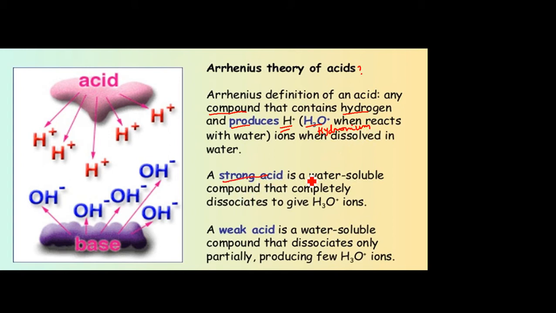A strong acid is a water soluble compound that completely dissociates to give H3O+ ions, and a weak acid is a water soluble compound that dissociates only partially, producing few hydronium ions. These are called acids. An acid contains hydrogen and produces H+ ions.